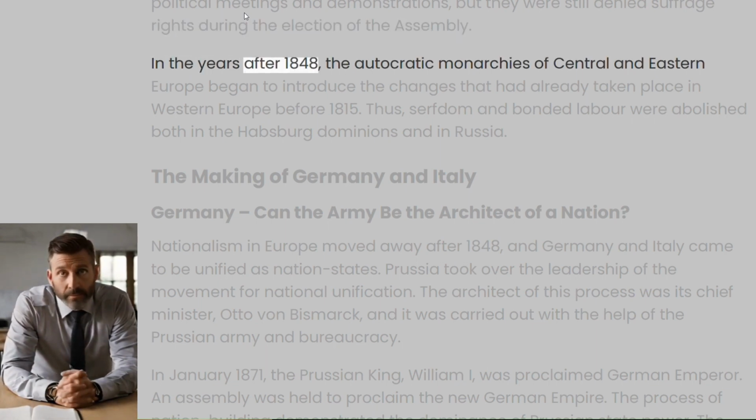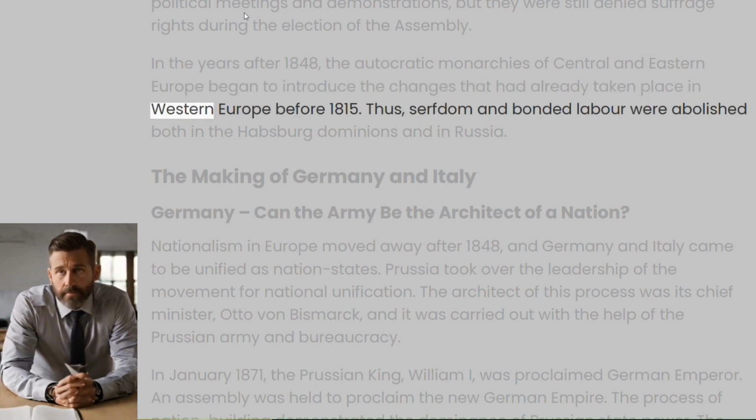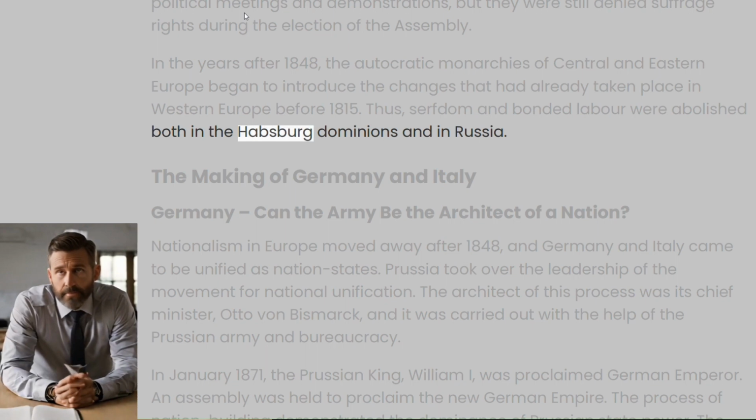In the years after 1848, the autocratic monarchies of Central and Eastern Europe began to introduce the changes that had already taken place in Western Europe before 1815. Thus, serfdom and bonded labor were abolished both in the Habsburg dominions and in Russia.